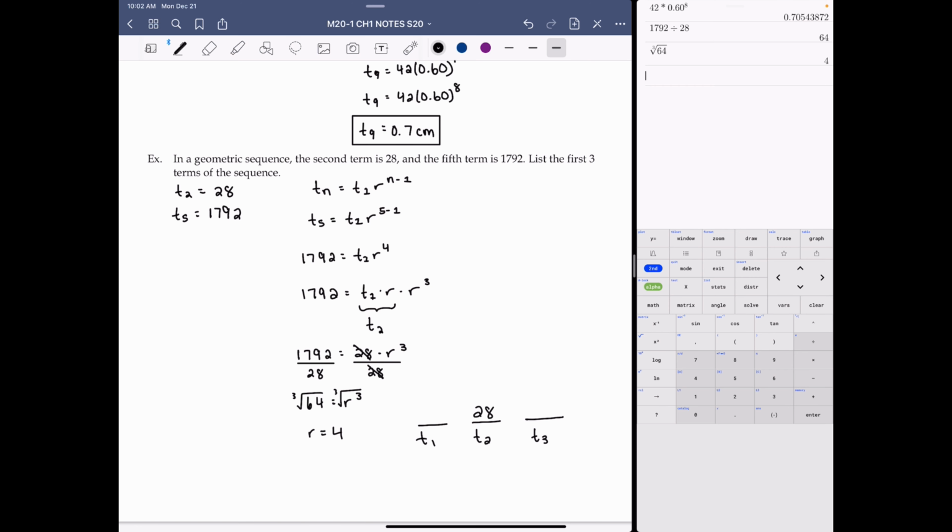Term 2 is 28. To get from term 2 to term 3 in a geometric sequence, we multiply by r. R in this case is 4, so multiply by 4. 28 times 4 is 112. And to get from term 2 back to term 1, instead of multiplying by 4, we would divide by 4. So 28 divided by 4 is 7. Then we have that the first 3 terms are 7, 28, and 112.